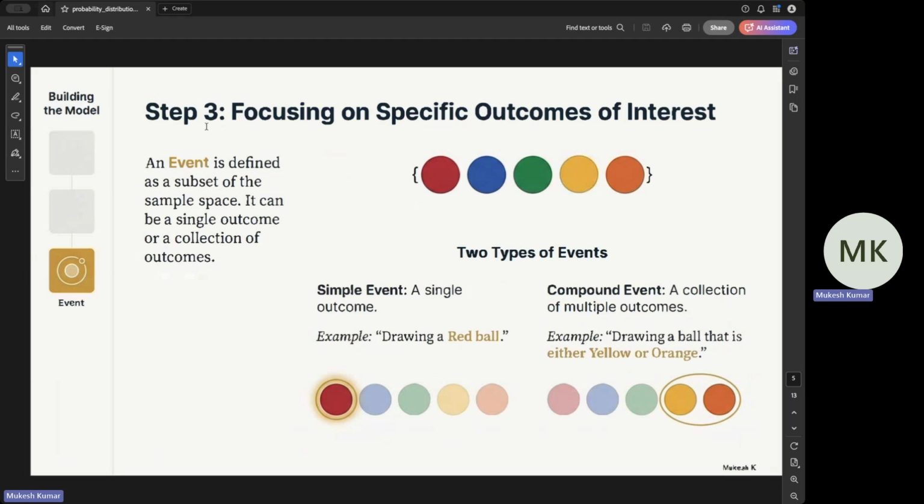Coming to step 3, we define an event. So what is an event? An event is defined as a subset of the sample space. It can be a simple event. An example would be the event that the single ball which is drawn out is red in color. Or it could be a compound event, which is a collection of multiple outcomes. For example, drawing a ball that is either yellow or orange in color.